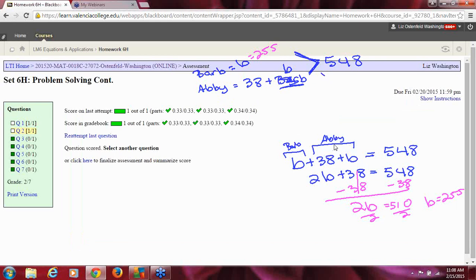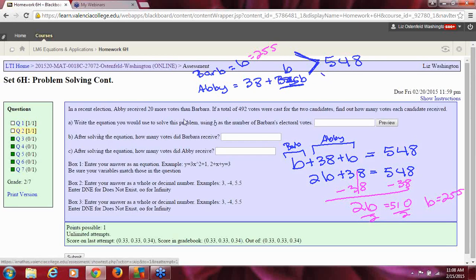Very good. What part were you lost on? Could you not see me or did you get lost? Oh, for Abby. Okay. Well, they described, they changed the numbers on us, but it's the same thing. They described Abby as having 38 more than Barb, right up here. Abby equals 38 more than Barb. Not equals 255. B is 255. So it'd be 38 plus 255. Okay, very good.